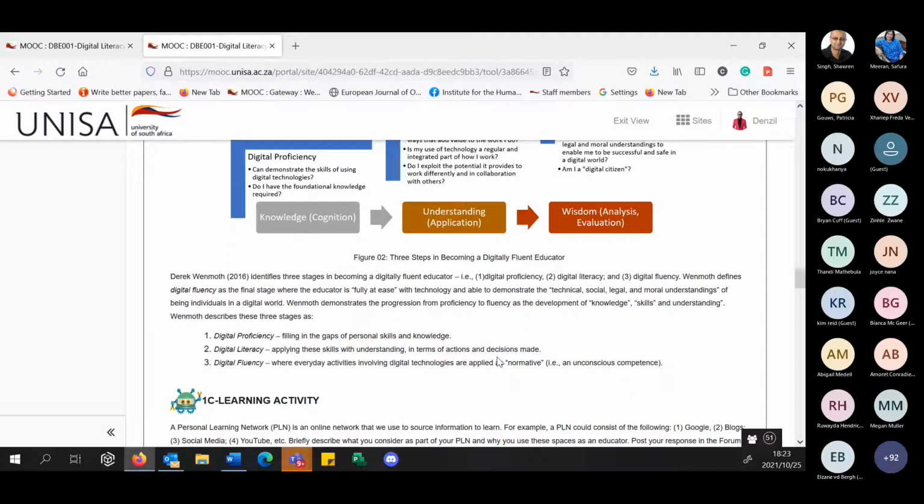And the way he speaks at these 3 stages, specifically for the education space, he talks about knowledge, skills, and understanding. So digital proficiency means filling in the gaps of personal skills and knowledge. Digital literacy is applying these skills with understanding in terms of actions and decisions made, right? And then digital fluency, and this is a place where we need to eventually come to in terms of how we see technology, is where everyday activities involving digital technologies are applied as normative, as the norm, as an unconscious competence, right?